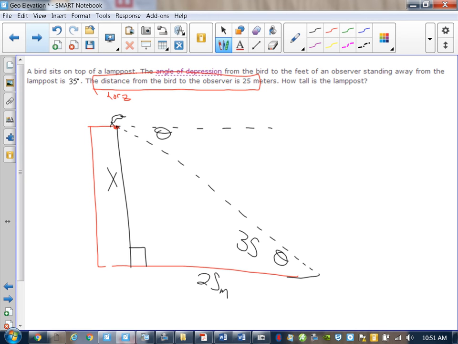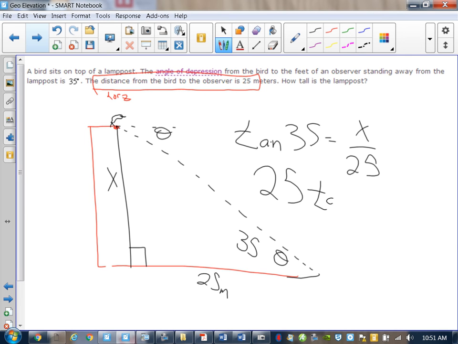So what do you get? Or what trig function are you going to use? Tangent. Now I have the angle, so I don't have to worry about pressing inverse here. So I have tangent 35 is x over 25, right? To write that out, then, it's just going to be the 25 times the tangent of 35. And what do you get for your vertical height? 17.51?